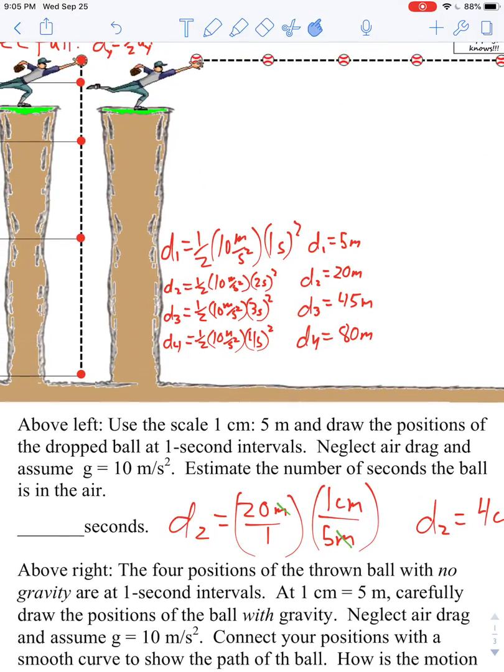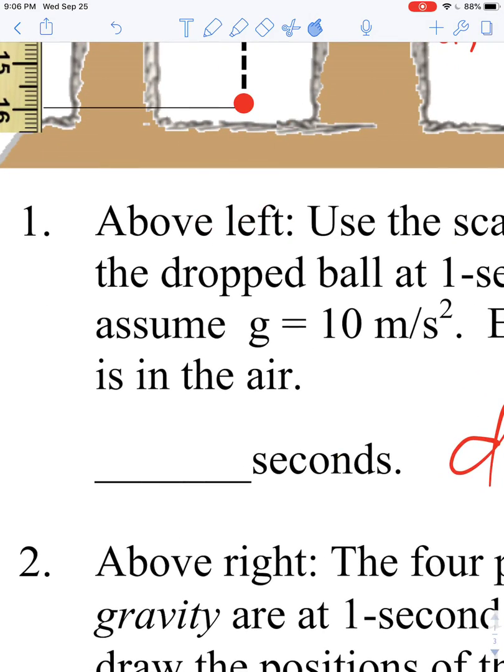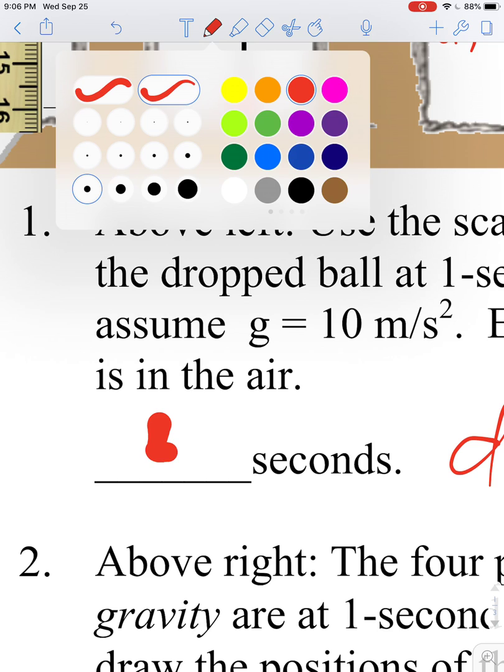Now I'm ready to answer question 1, which is to estimate the number of seconds that the ball is in the air. That's the last part of the question. Right at this 4 seconds, I'm right below the ground. So for an estimate, that sounds pretty good. So that's my estimate, 4 seconds. We'll make that a little thinner. There we go.